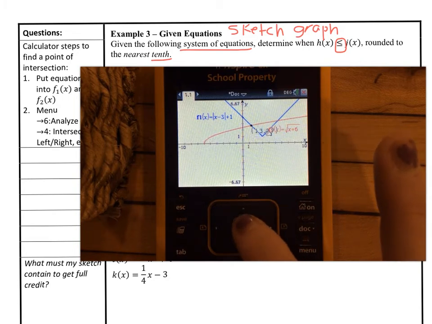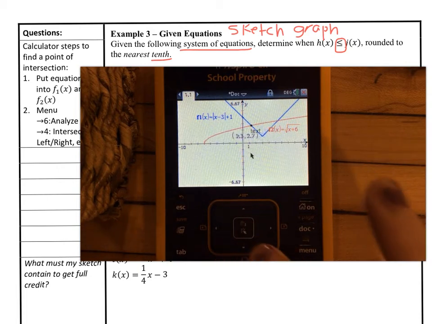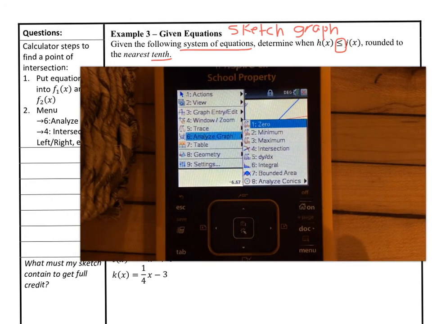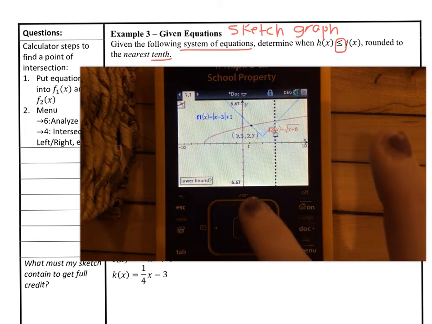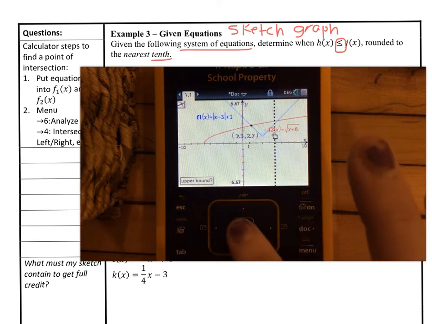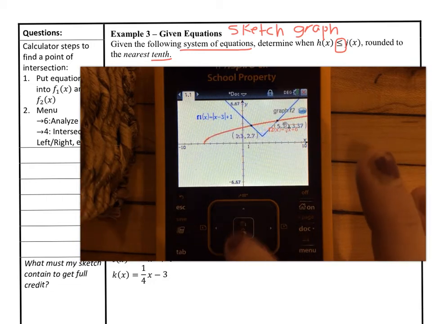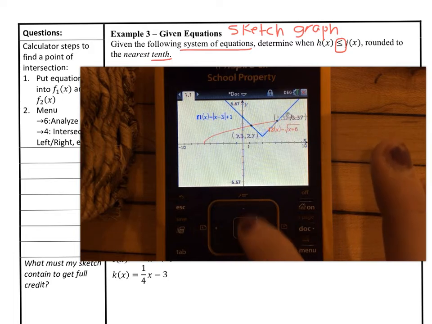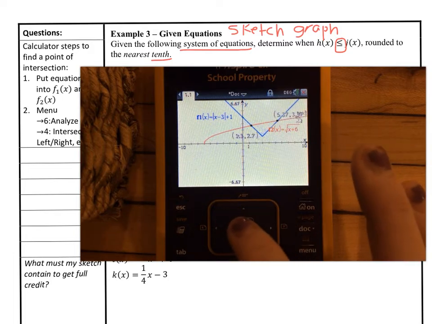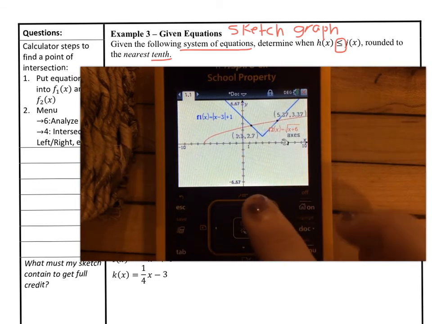So again, I'm going to move this out of the way by dragging it over here a little bit. Okay, and just dropping it. Okay, but we have a second intersection point over there, so we're going to do the same steps, menu, 6, 4. And this time I'm going to drag that dotted line to the left of the intersection point up here and hit enter. And then drag it to the right so that it hovers and creates that shaded region over the intersection point. Hit enter. And then there's our second intersection point, 5.37, comma 3.37.